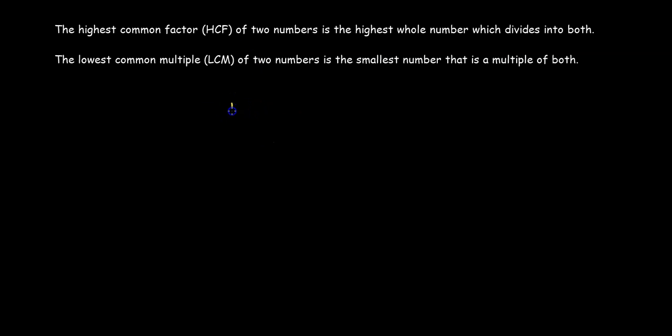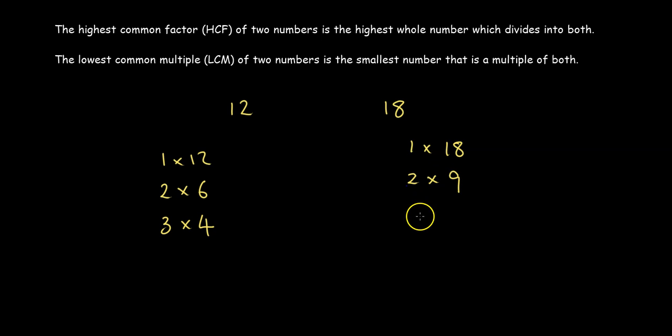So if we start with two numbers, let's say 12 and 18, we know that these two numbers can be split into their factors. So 12, for example, that is 1 times 12, or 2 times 6, or 3 times 4. Now 18, that can be 1 times 18, 2 times 9, and 3 times 6. So these are the factors of my two numbers.